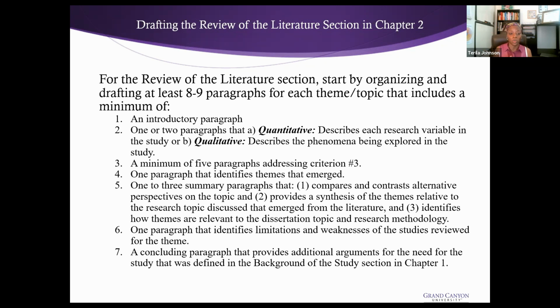So now we're in this one, you got that 1 paragraph. Now we're about 6 pages, okay? Now we come down here to number 5, 1 to 3 paragraphs with summaries. 1 that compares and contrasts alternate perspectives. 2, provides a synthesis of the themes relative to the research topic. Those themes, what are we talking about there? Number 4, the themes that emerge. And 3, how the themes are relevant, right? So you got that in there, okay?